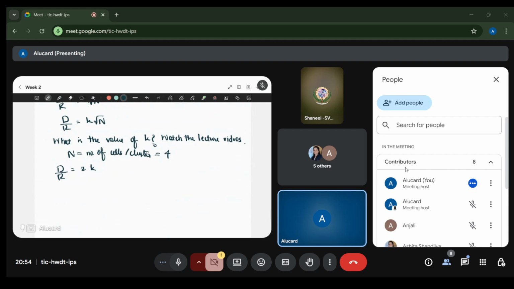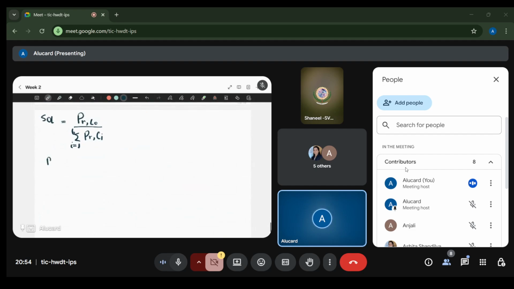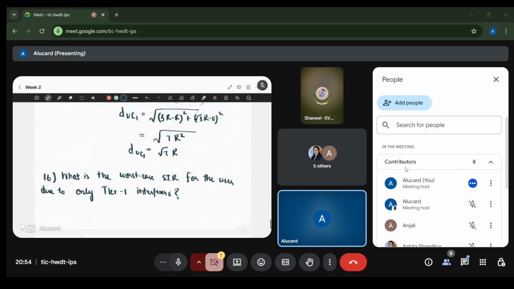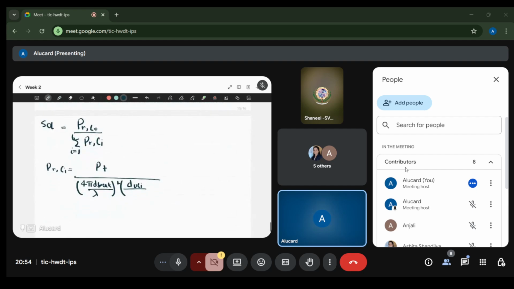So the power received by the user, P_R,CI, is P transmitted by the base station divided by (4 pi d break over lambda) whole square, into d_u,ci, that is the distance between u and co-channel Ci, divided by d break, whole square.